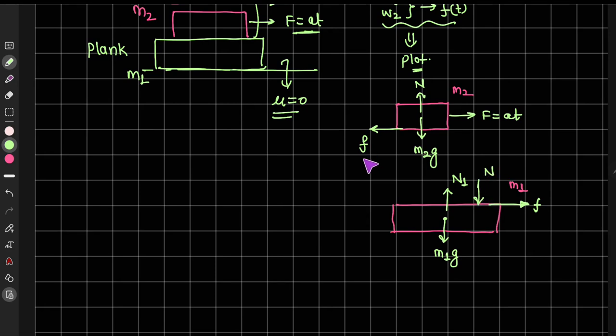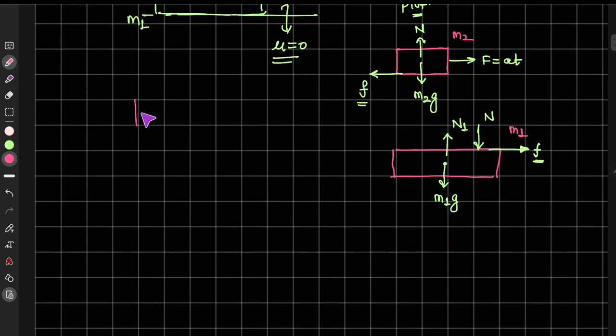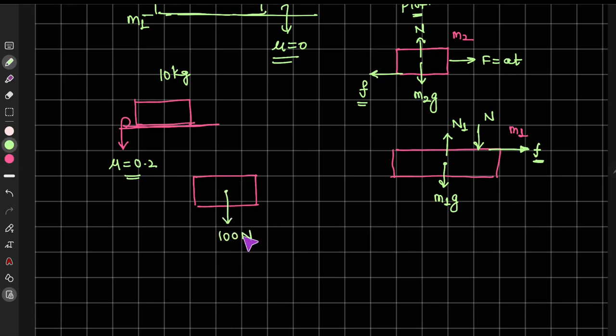Now before analyzing this particular friction, let us take an example. Let us say this is a box kept on a surface where we have some friction. The mass of this box is, let us say, 10 kg, and the coefficient of friction here is given as 0.2. If we draw the free body diagram of this box, in the downward direction we will have 100 Newton of force, that is the gravitational force, and in the upward direction we will have the normal reaction.